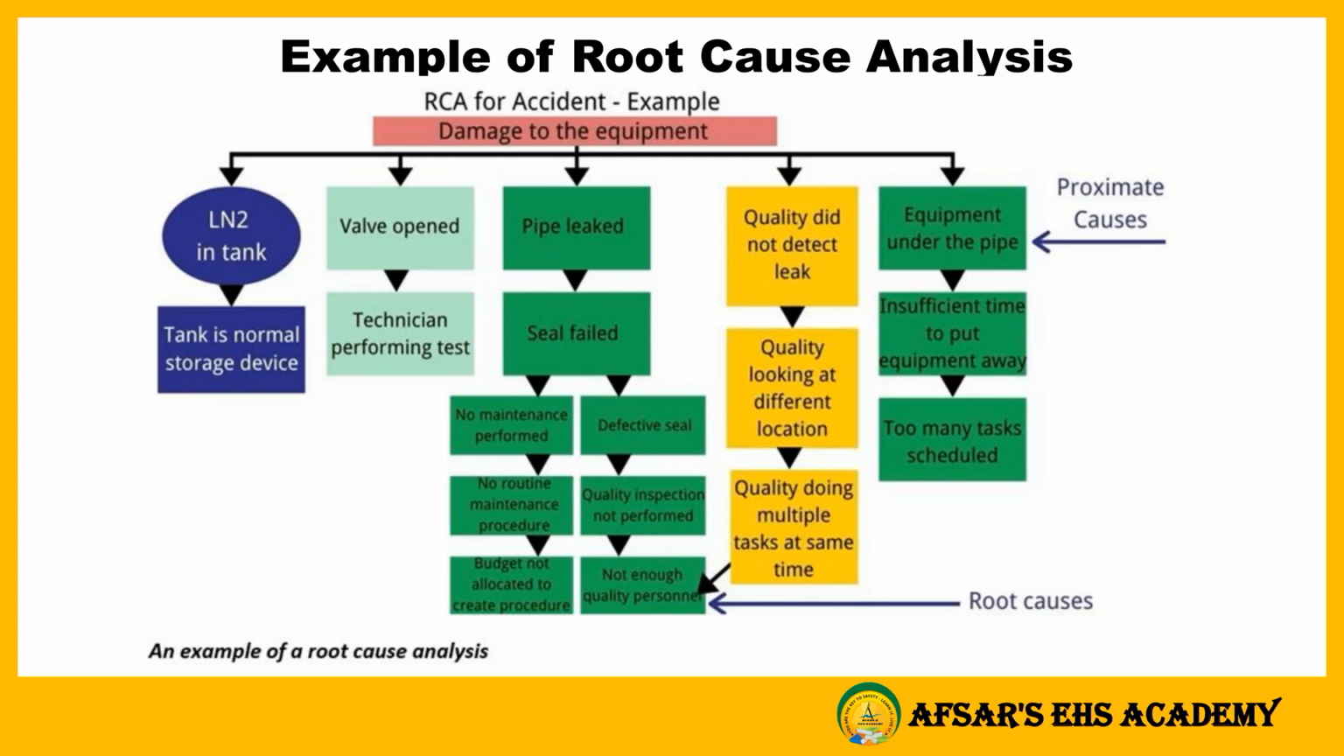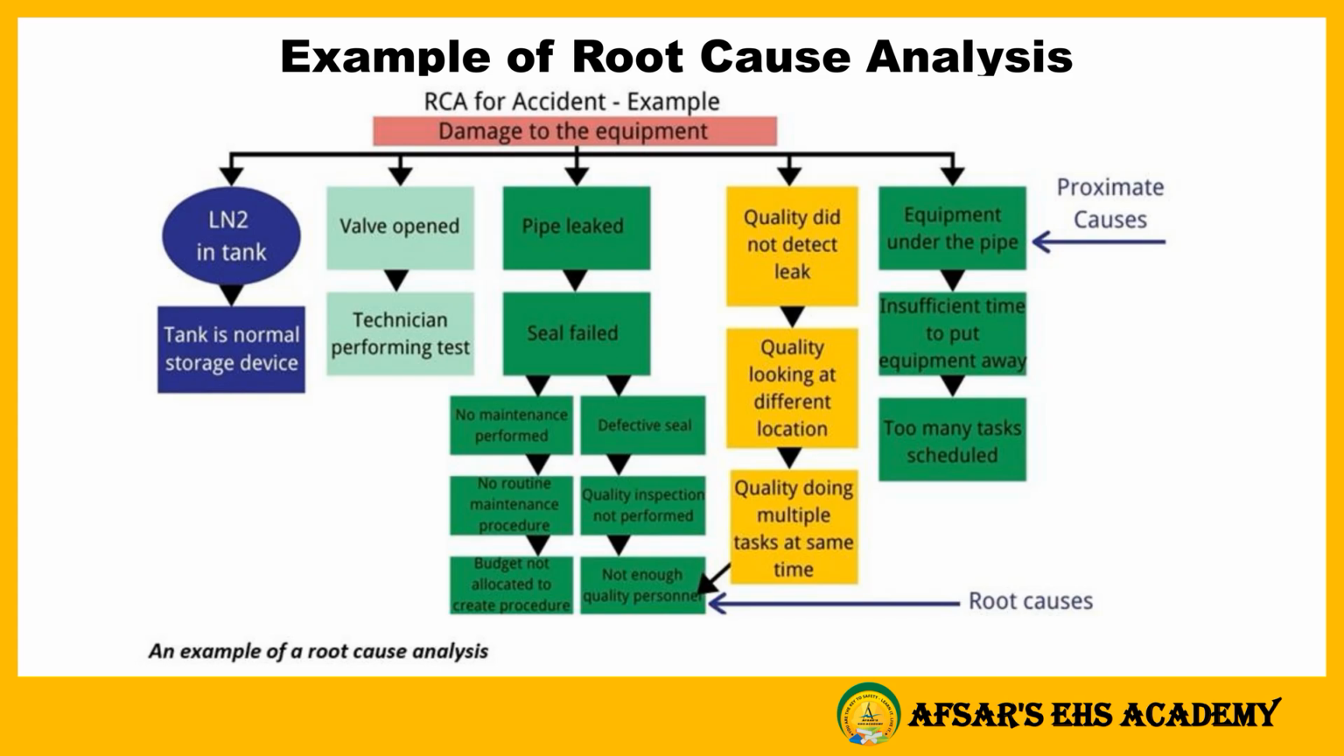Now, let us see the fourth column. The immediate cause of the accident was found that the quality did not detect the leak. Why? Quality personnel looking at a different location. Why quality personnel was not present at the location? Because they are doing many tasks at a time. Why doing many tasks? The reason was that there were not enough quality personnel, which is a root cause of this accident.